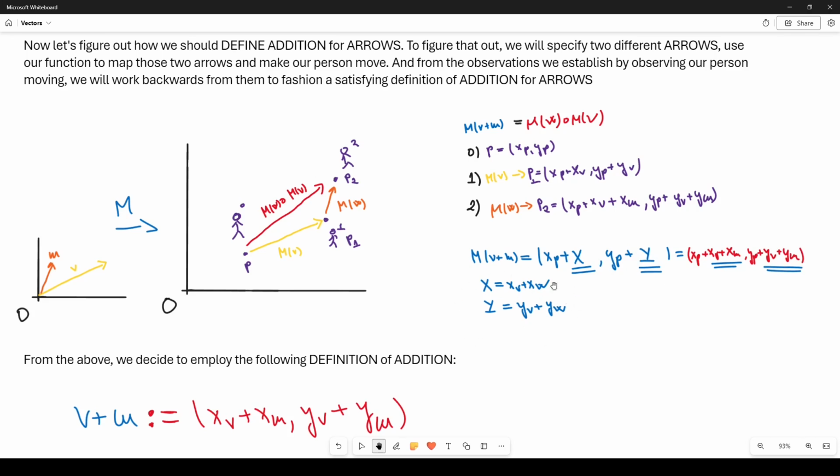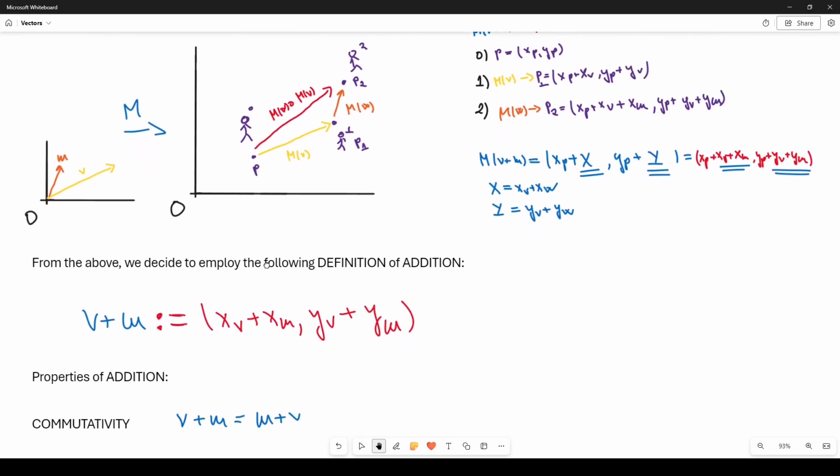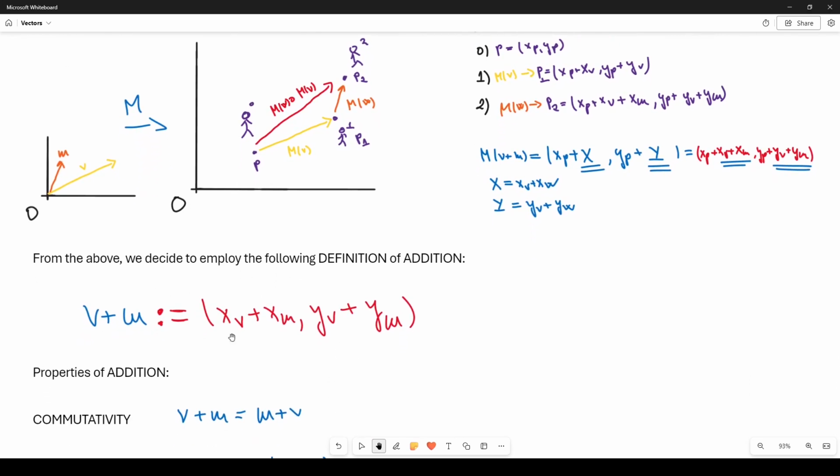So this provides us with the following definition of addition, where we just go V plus W should be equal to this over here. So that's addition. This will give us the desired arrow, which is equal to this arrow. This arrow just placed at the starting point of this arrow would be at the origin of the coordinate system.